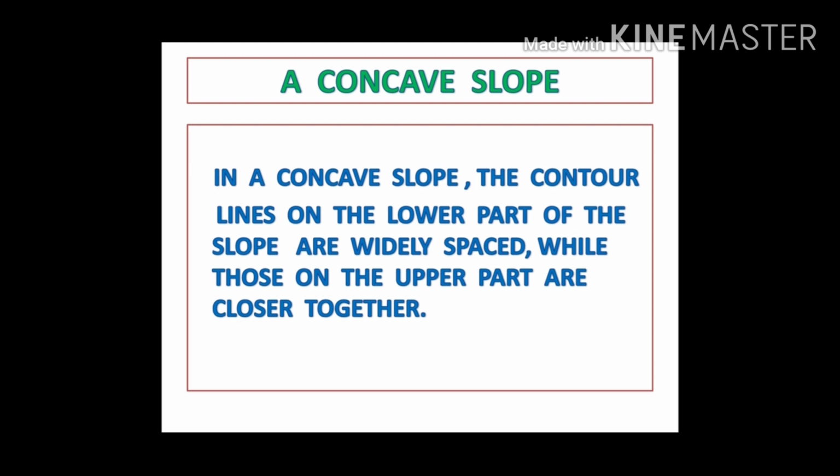Now the next in the list is concave slope. In a concave slope, the contour lines on the lower part of the slope are widely spaced, while those on the upper part are closely spaced, or they are closer together. Let's look at the map.